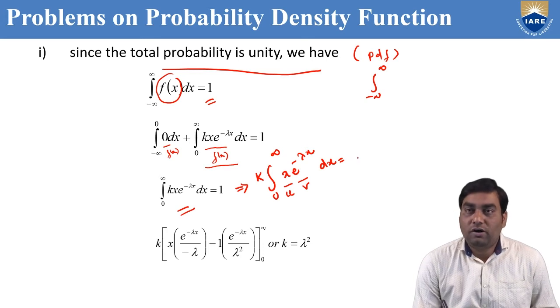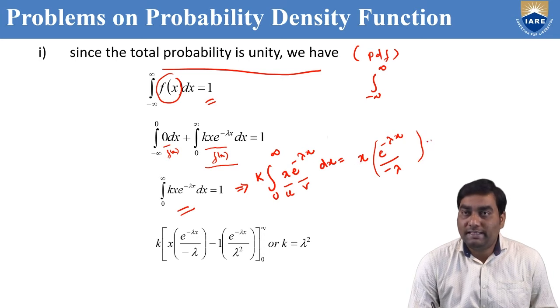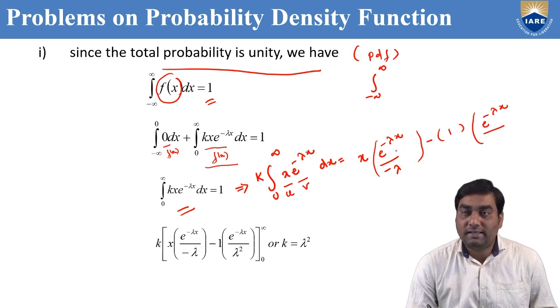Now, the integration of UV formula: x is u, e power minus lambda x is v. Integration of e power minus lambda x is e power minus lambda x by minus lambda, plus or minus: x differentiation is 1, into e power minus lambda x by minus lambda, and integration of e power minus lambda x by minus lambda is e power minus lambda x by lambda square. If you want simplification, you can do plus into minus, but it is not required. You can apply the limits 0 to infinity.